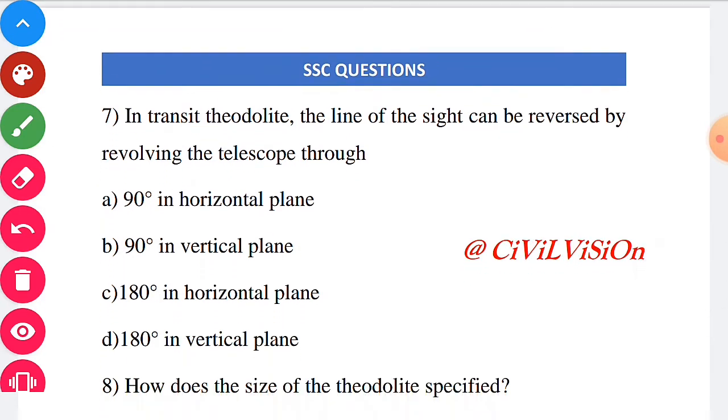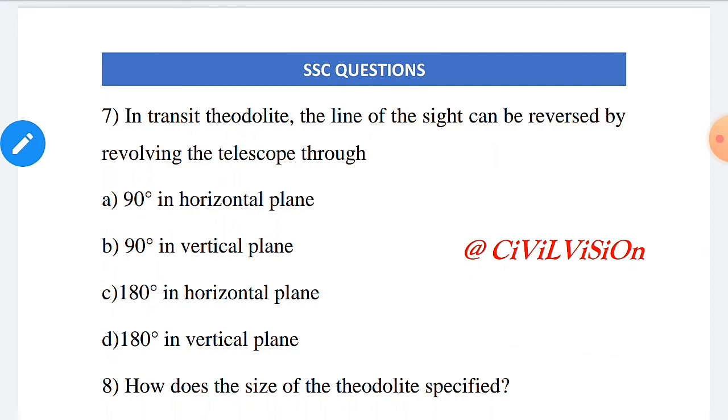Next one. In transit theodolite, the line of sight can be reversed by revolving the telescope through. In transit theodolite, or reversing or plunging, the line of sight can be reversed by revolving the telescope through 180 degree in the vertical plane with respect to the horizontal axis. Therefore, the correct answer for this one is option D, 180 degree in vertical plane.